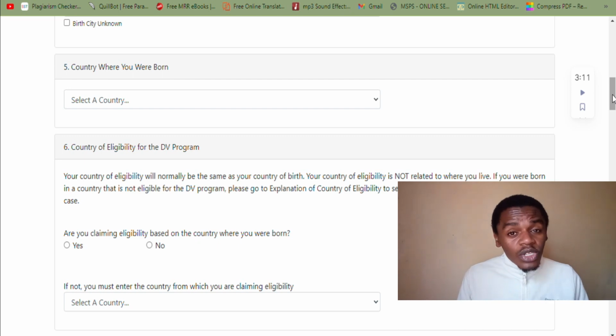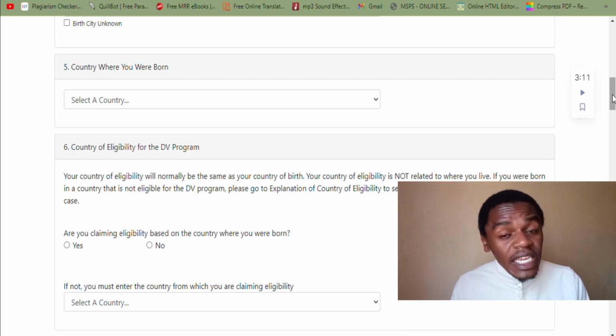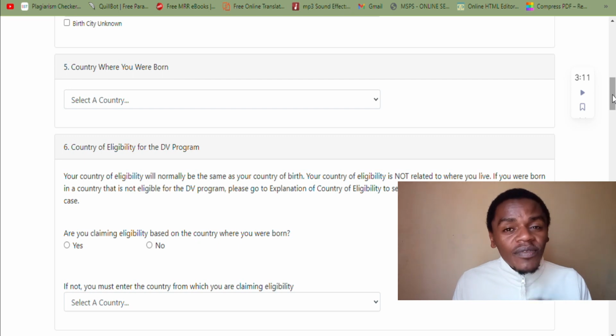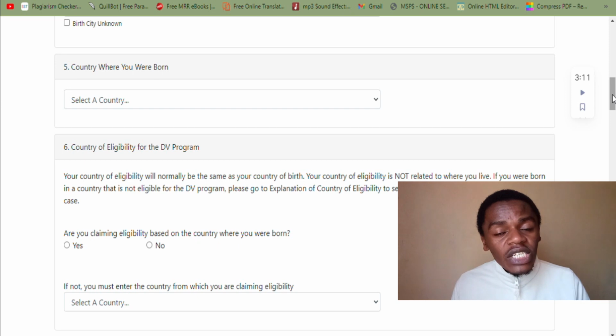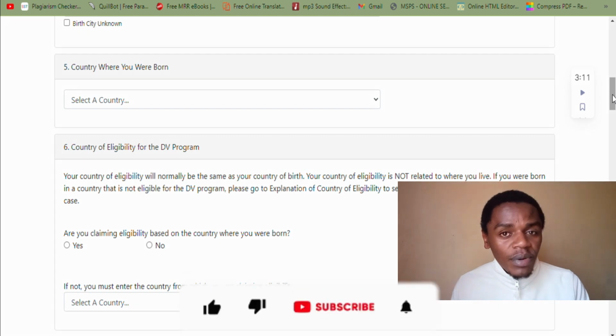Do you see how important having the birth certificate with you during the application is? That's why I keep on emphasizing: get your certificate and those of your derivatives and use them when entering the DV lottery. Very important. Very, very important.